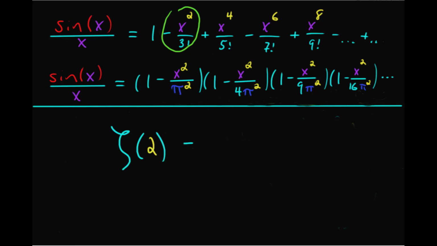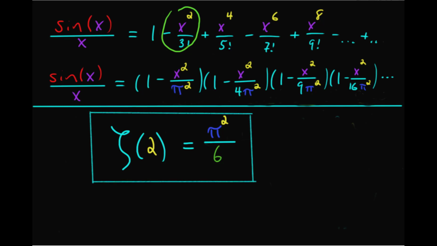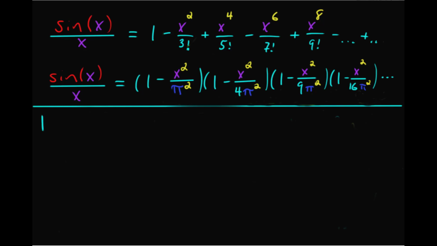So, by this method, we get Euler's solution to the Basel problem, which is that zeta of 2 equals pi squared over 6. Pretty awesome. Now, many presentations of this topic stop there, but Euler actually didn't, and neither will we.